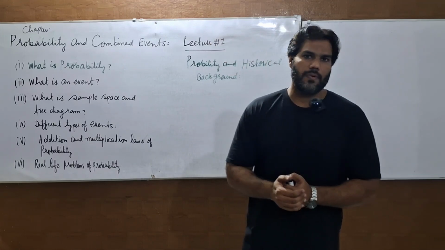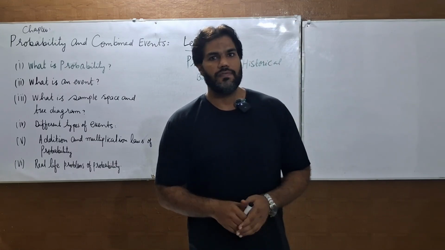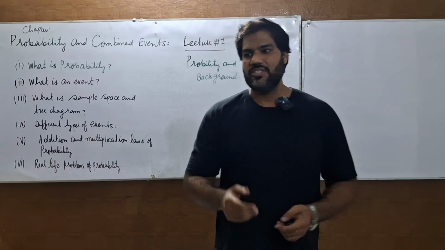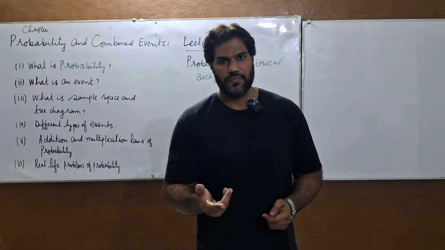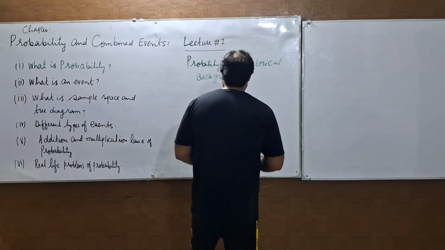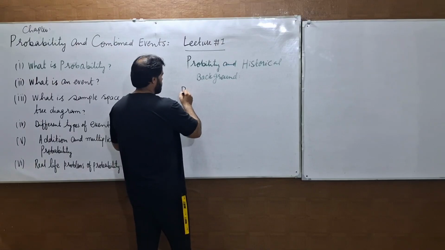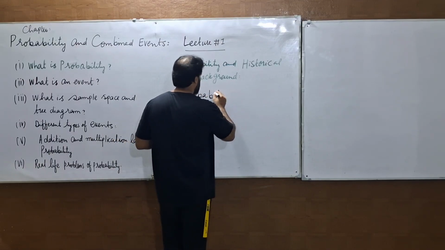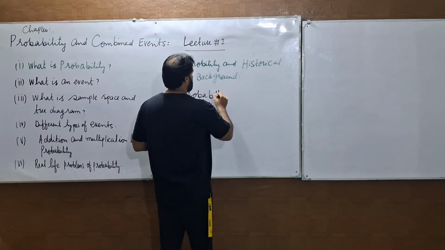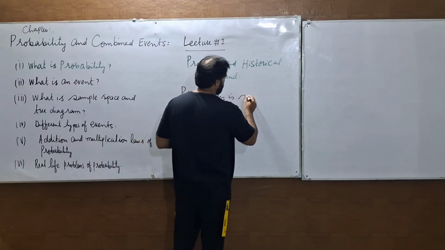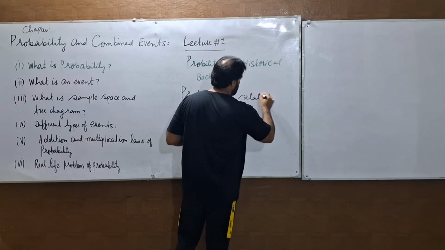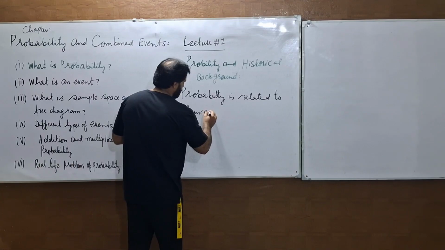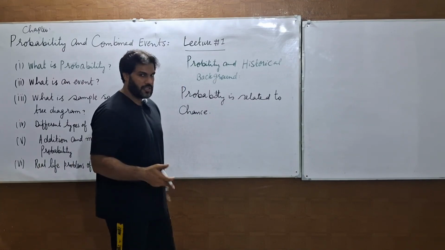So, how can we define probability? What is probability? If I define the word probability with a single word, I will say it represents chance. So probability in a single word can be defined as: probability is related to chance. So this is the definition of probability in a single word.